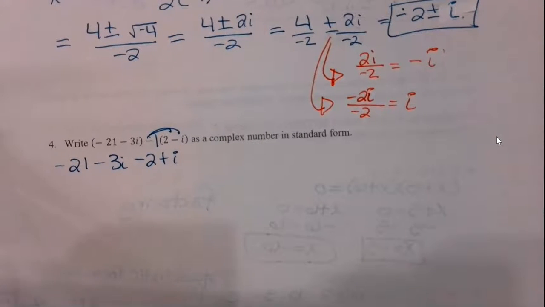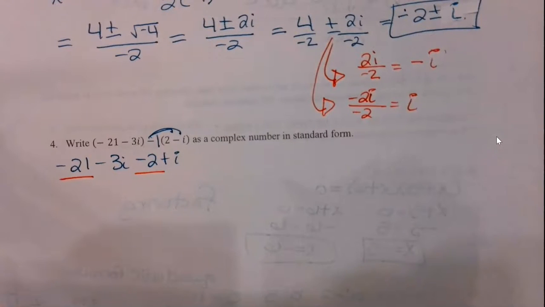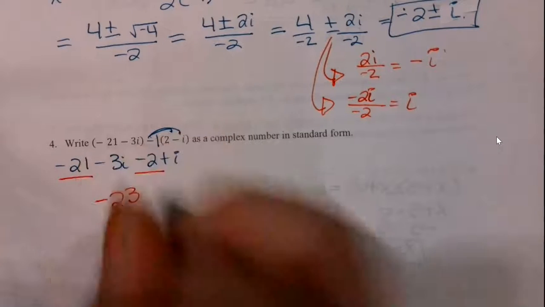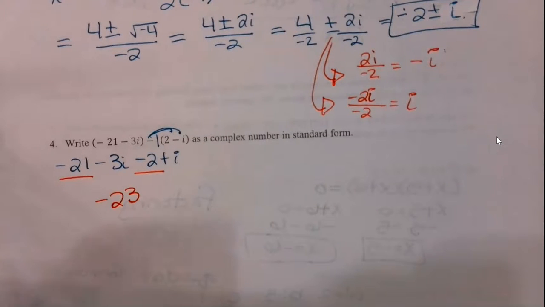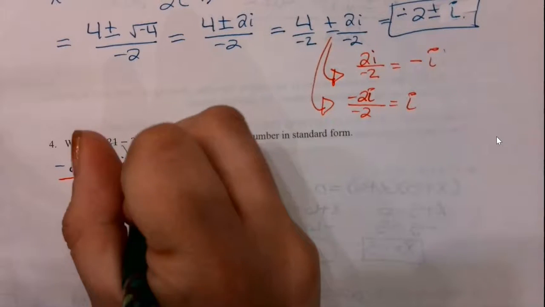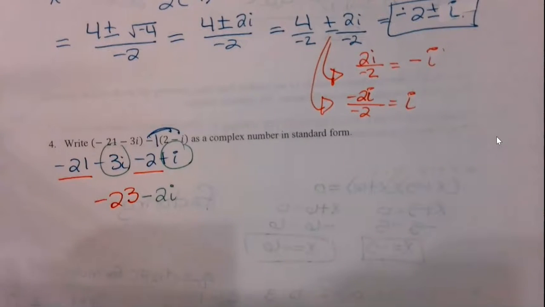Then I combine like terms, so I have the negative 21 and the negative 2. Those are both my real parts of the equation. I get negative 23. Then I have negative 3i and positive i, which give me negative 2i for my final answer.